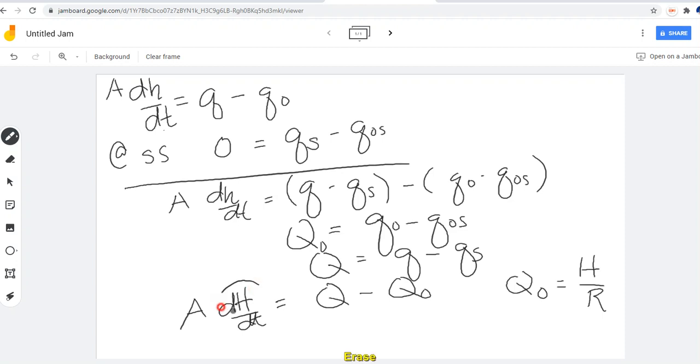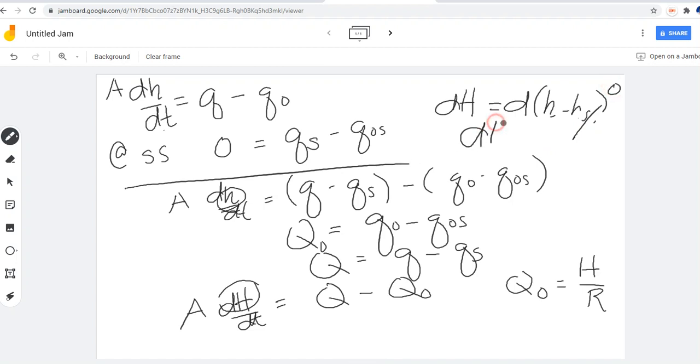Now, you may wonder why this one is already made capital, wherein in the original, it's only small letter h. It's because, if you notice, this D capital H is the D of small h minus hs. If you perform differentiation on these two terms, and this being a constant, this will be equal to 0. So your D capital H is just equal to D small h in that case. So what I did here was convert right away the D of small h to the D of capital H. And we have this.